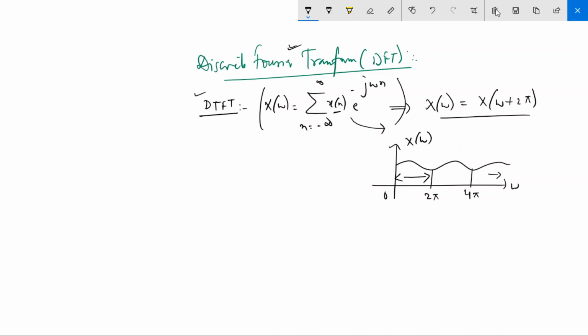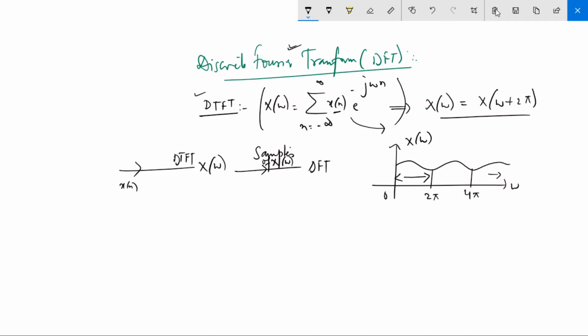Okay. So we start from x(n). You take its Fourier transform, you get X(omega). We call it discrete time Fourier transform. And then we sample it in the frequency domain. We take the samples of X(omega), and those samples we call DFT, discrete Fourier transform.